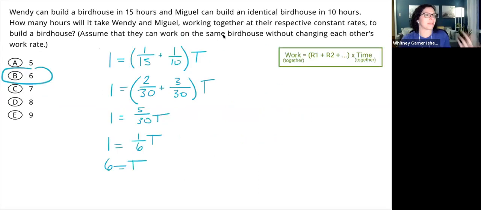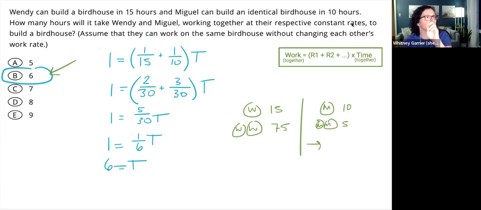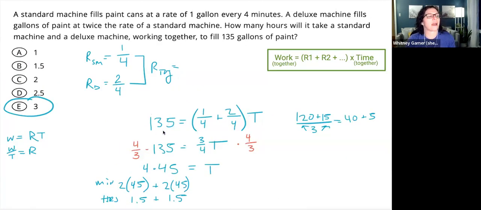Now, notice if we went back to our Miguel and Wendy, we could still do it, right? One Wendy is 15, two Wendys is 7.5. One Miguel is 10. Two Miguels would be 5. So my answer has to be somewhere between 5 and 7.5. And it's going to be a little closer to my faster person. So once again, anytime we have two people or two things working together, and it's a more straightforward single job, we can often use this estimation technique. It's a little trickier with this 135 because we'd have to look at how long it takes the standard machine to do 135. There'd be a lot more math to it. But if it's just a simple two people combined work, we can estimate.